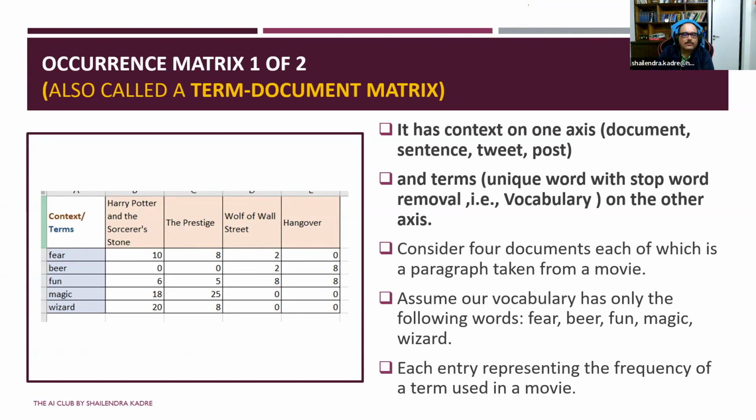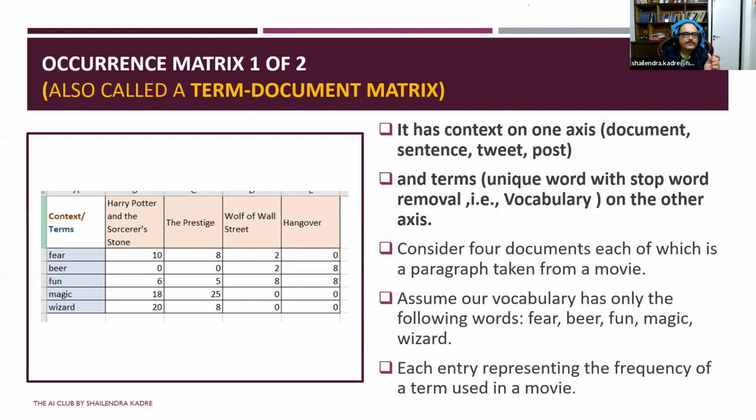So you have a table now. So now you see the first entry corresponding to fear. The entry in Harry Potter movie is 10. What does it represent? It means in all the reviews related to Harry Potter, fear is repeating 10 times. That is the frequency: fear is repeating 10 times.